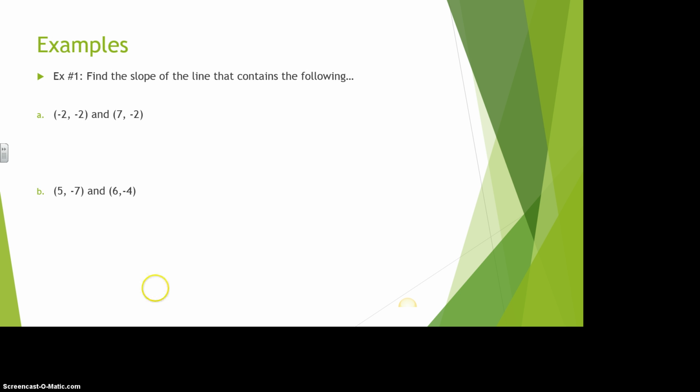Let's do a few examples here. This next set of examples is similar to the previous slide of what I just showed you. They want us to find the slope of the line that contains the following points. For A, I have (-2, -2) and (7, -2). We're going to think of our formula, which is y2 minus y1 over x2 minus x1. I can label these: negative 2 is x1, y1, x2, y2.